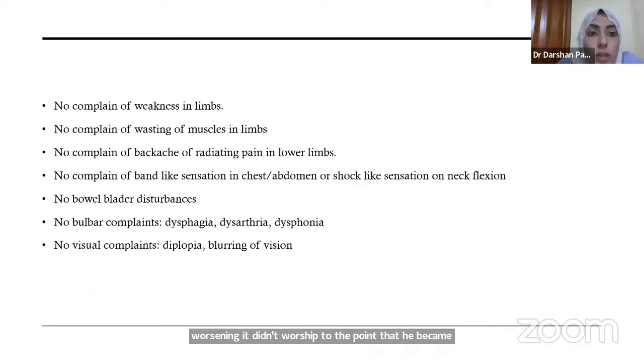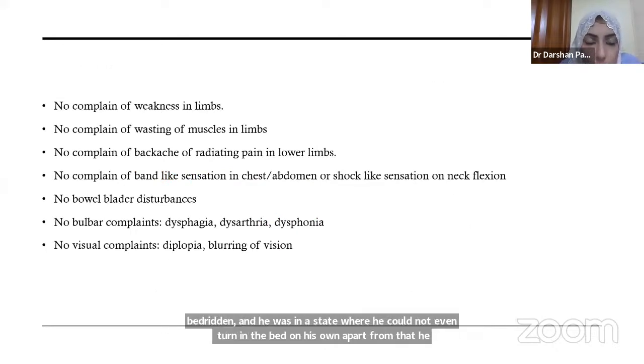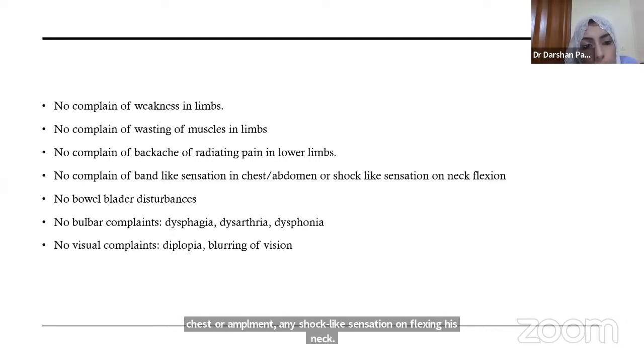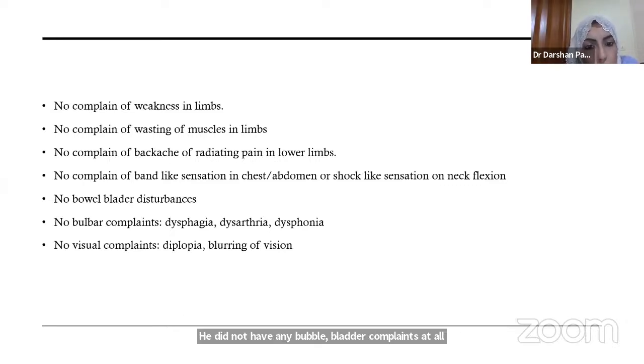Apart from that, he did not complain of any weakness in his limbs. There was no complaint of any wasting of the muscles, and no backache or radiating pain in the lower limbs. He did not complain of any band-like sensation in his chest or abdomen, or any shock-like sensation on flexing his neck. He did not have any bowel or bladder complaints at all. No bulbar complaints of dysphagia or dysarthria, and no visual complaints also.